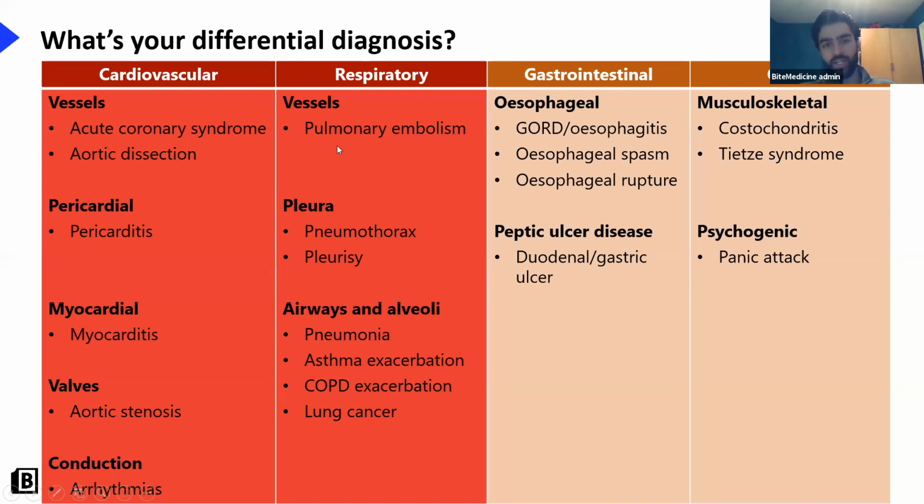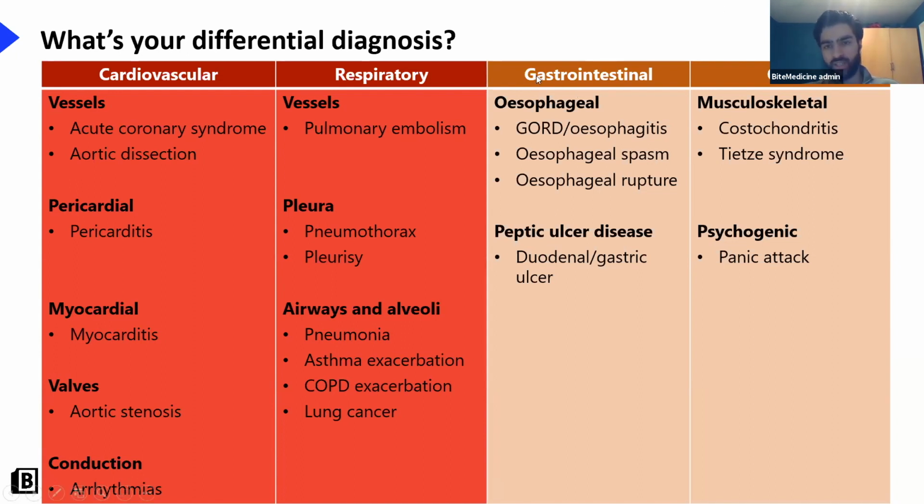Moving on to respiratory, again, thinking of vessels, pulmonary embolism can be potentially lethal. Pleural disease like pneumothorax, well, a tension pneumothorax can cause hemodynamic instability and eventually death. Pleurisy is inflammation of the pleura. That is not serious. Airways and alveoli problems: we're thinking pneumonia, asthma exacerbation, COPD exacerbation, and rarely lung cancer can also present with chest pain. So as I said, the cardiorespiratory causes are the ones we really need to focus on and rule out those serious conditions that I just mentioned.